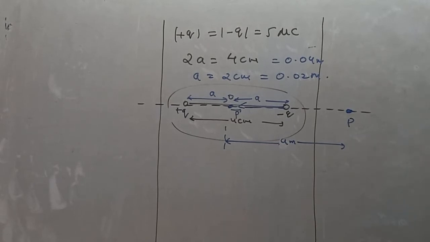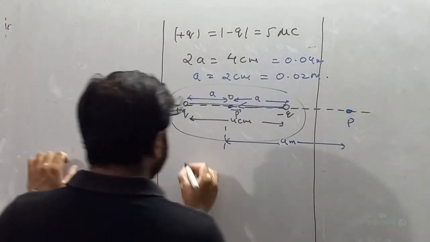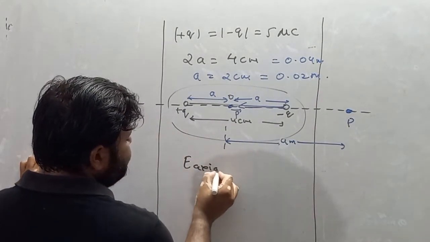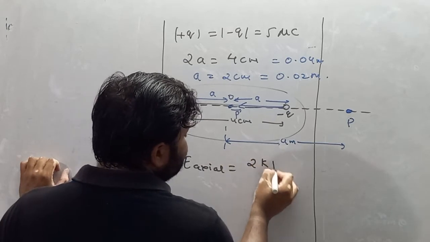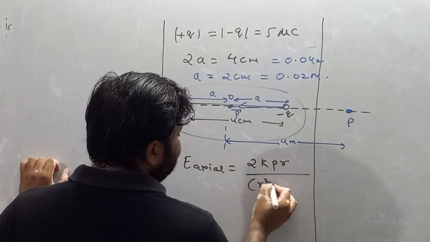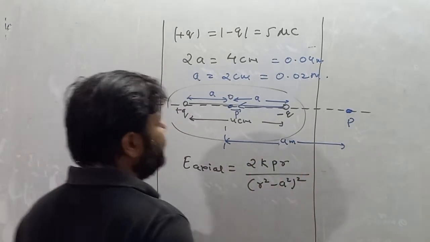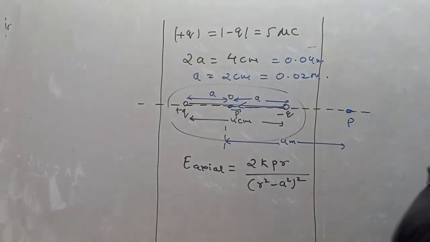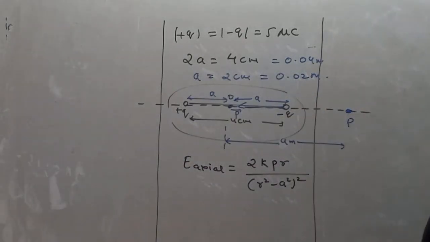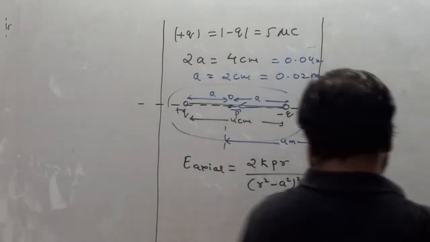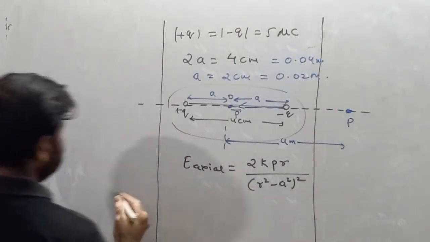So the formula of electric field on axial line is 2kpr upon (r square minus a square) whole raised power 2. We know that the value of electric field on axial line is equal to 2kpr divided by (r square minus a square) squared. Now solve this. Try to solve. Instead of p, you'll write q into 2a.